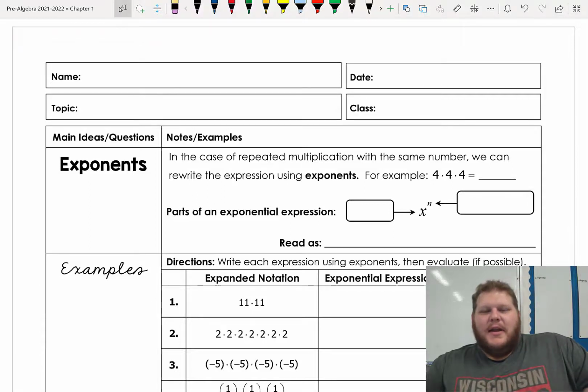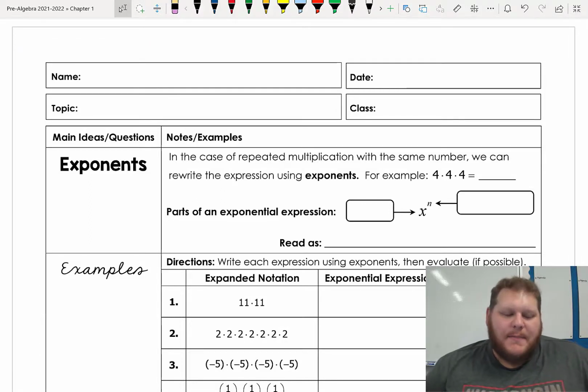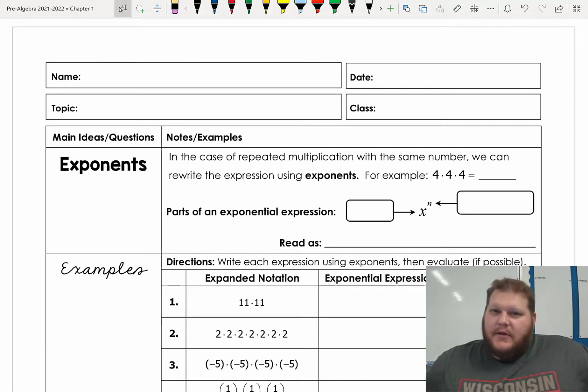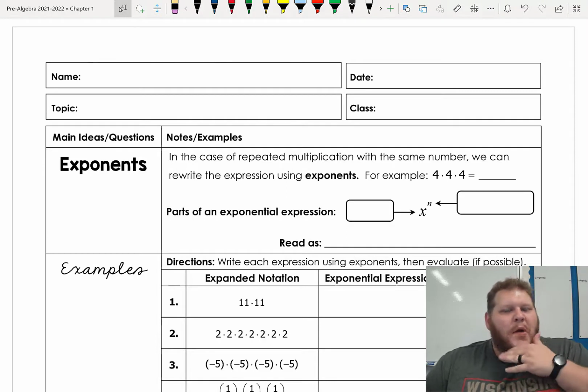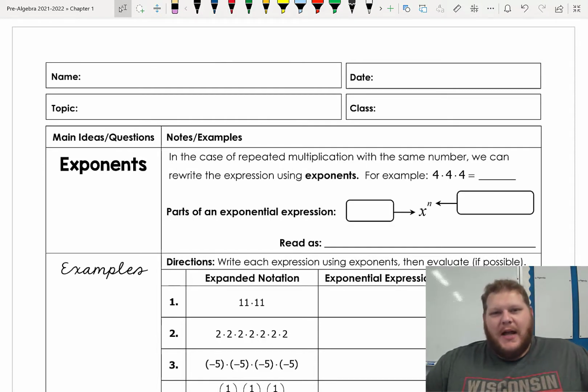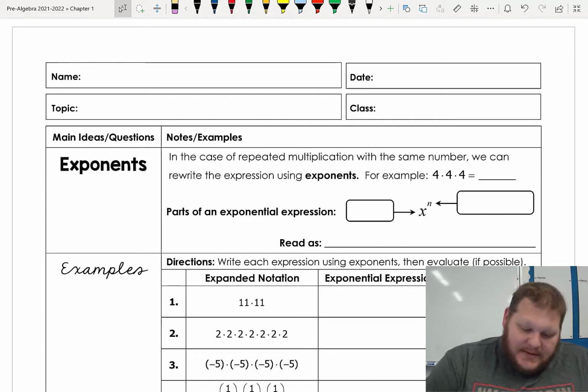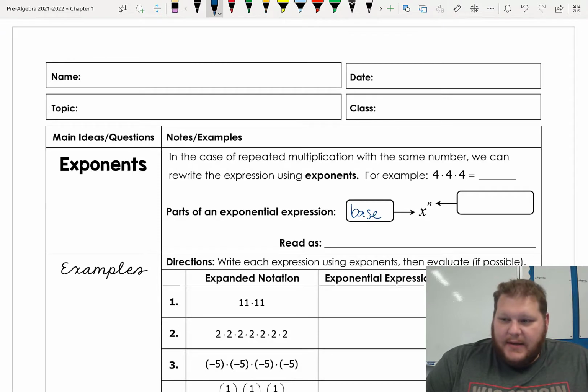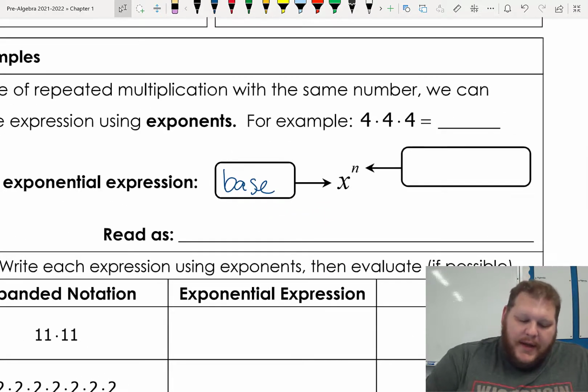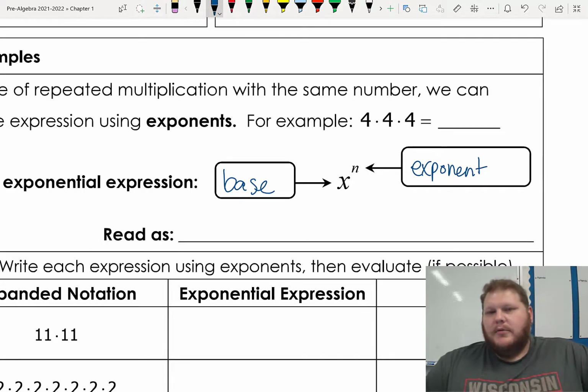Hey guys, today we are looking at our notes for 1.5, which is all about exponents. If you haven't experienced exponents before, it is basically a way of representing a multiplication over multiple times of the exact same number. In an exponential expression, we have a base, the number that is going to be multiplied together multiple times. And then we have the exponent, which sometimes we'll also call the power. It tells us how many times we're multiplying something together.